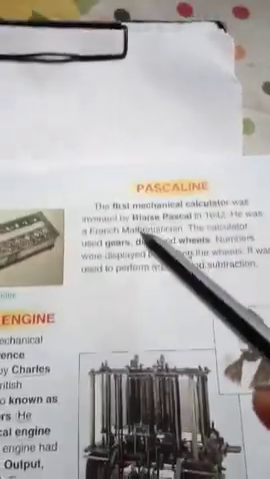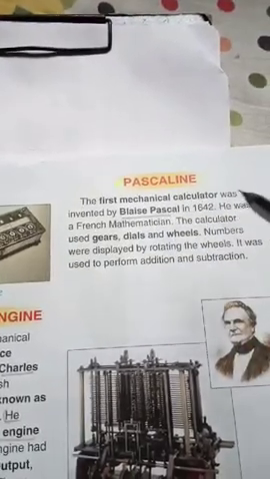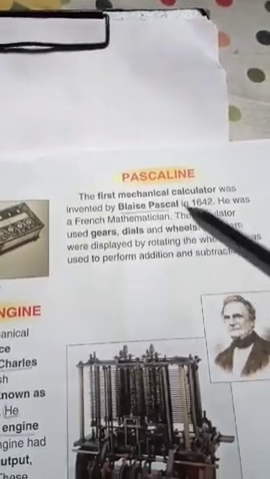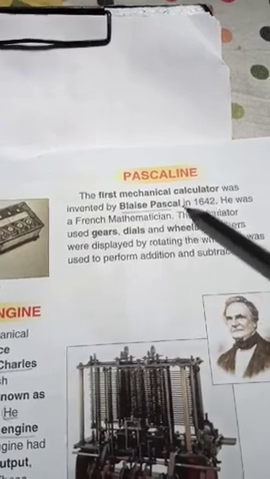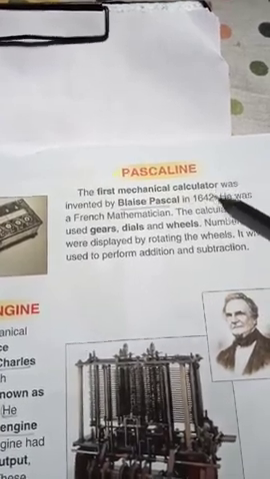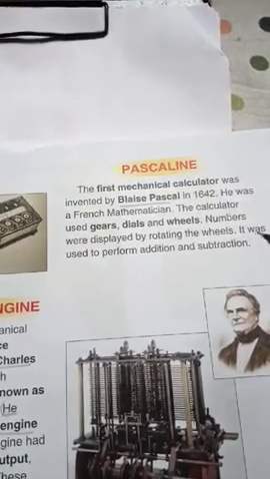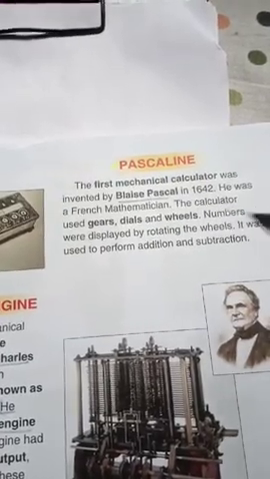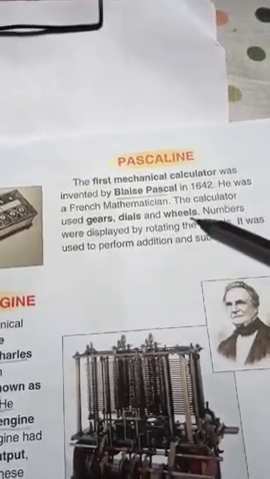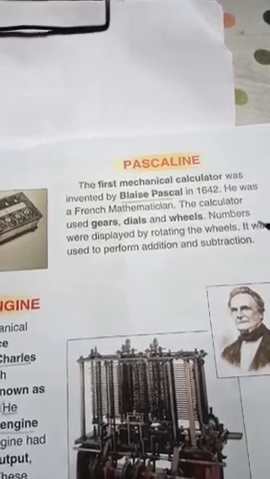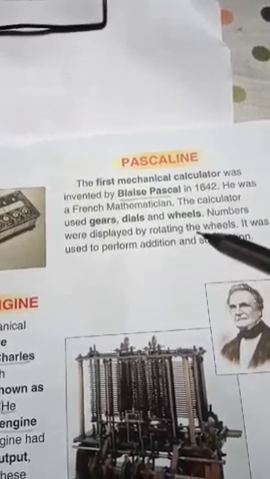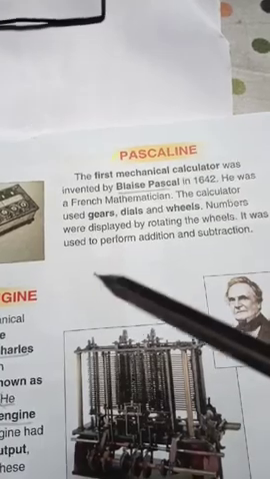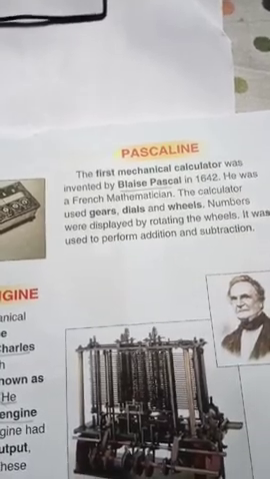Pascaline. The first mechanical calculator was invented by Blaise Pascal in 1642. He was a French mathematician. The calculator used gears, dials and wheels. Numbers were displayed by the rotating wheel. It was used to perform addition and subtraction.